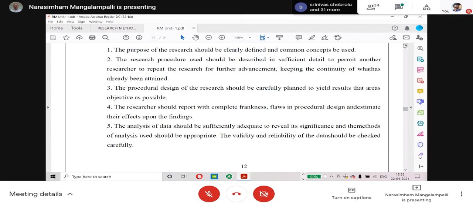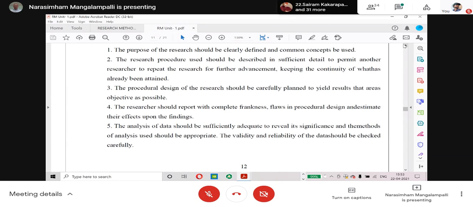The procedural design of the research should be carefully planned to yield results that are as objective as possible. The researcher should report with complete frankness. This is very important. Flaws in procedural design and estimate their effects upon the findings.